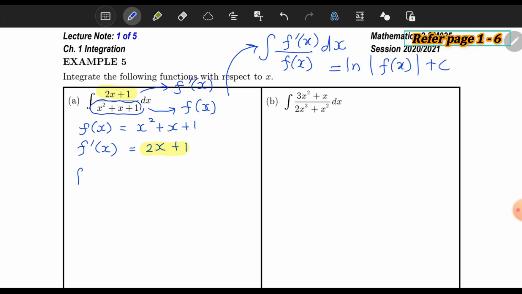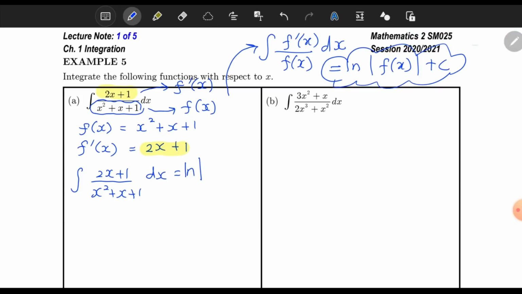Therefore, integrate 2x plus 1 over x squared plus x plus 1 dx equals, look at the rule here, ln fx. For this case, ln of x squared plus x plus 1, and then plus c. So that is the final answer.